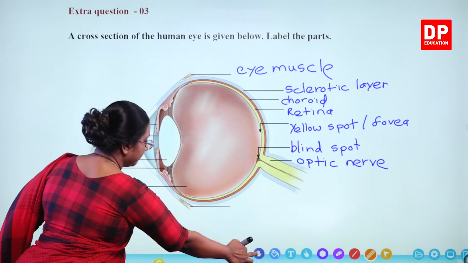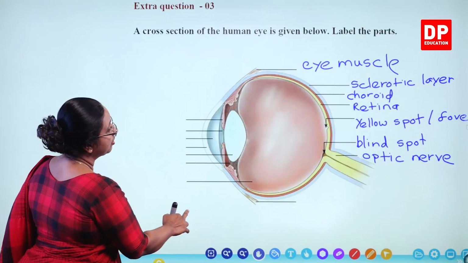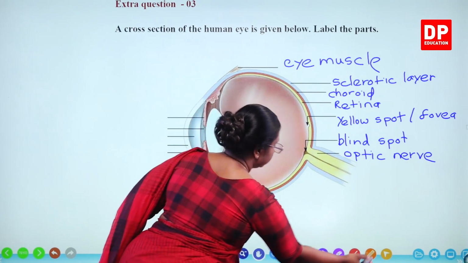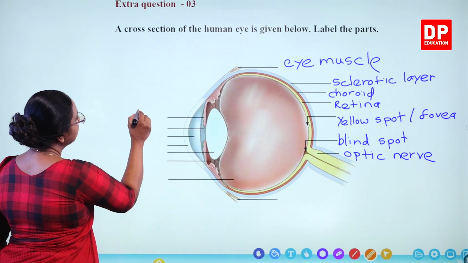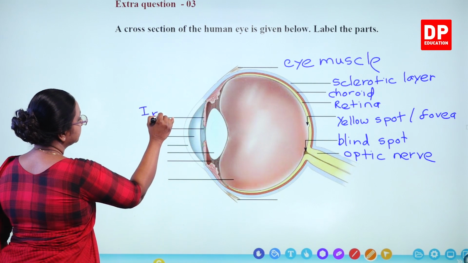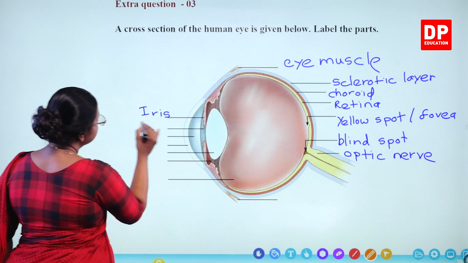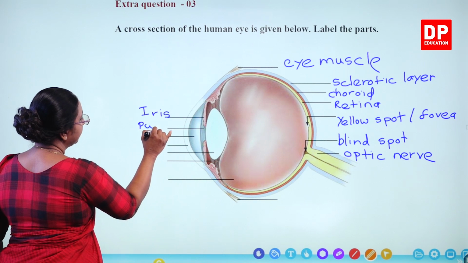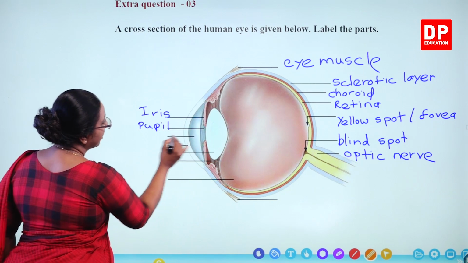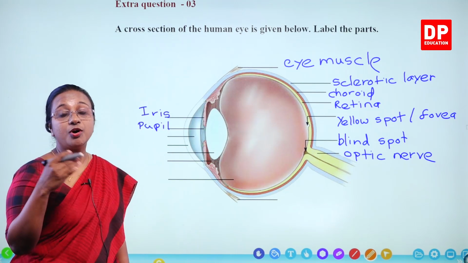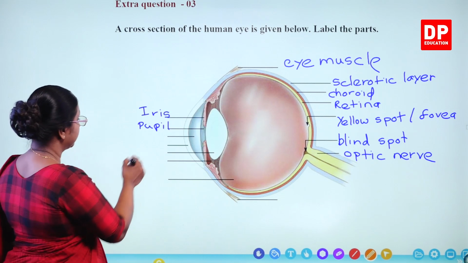So, then we have the parts that are labeled on this side. Here this is the iris. And what is this? That is the pupil. And what is this part? Between the cornea and the lens, it's the aqueous humor.